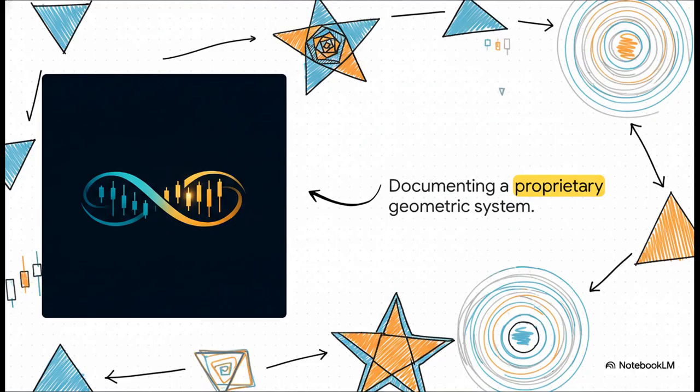Now, before we really get into it, it's super important to understand what we're looking at. Market DNA is a proprietary geometric system. What does that mean? Well, it means it plays by its own set of rules. It's completely separate from the usual stuff like technical or fundamental analysis. So for this explainer, we're only going to talk about what this system's own documentation shows us.